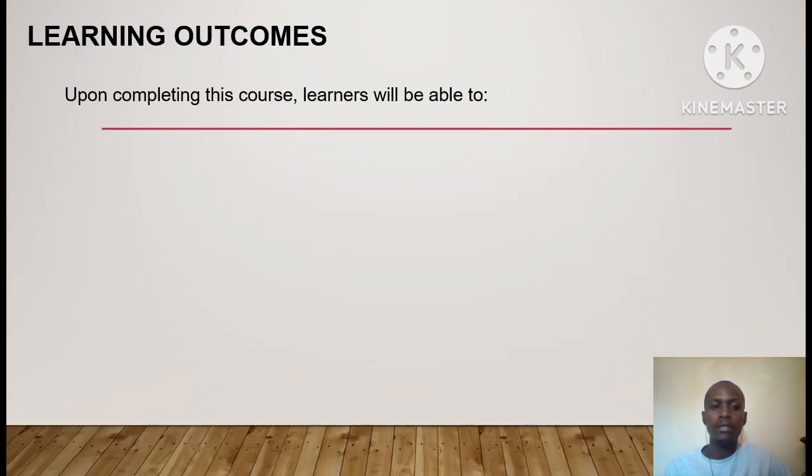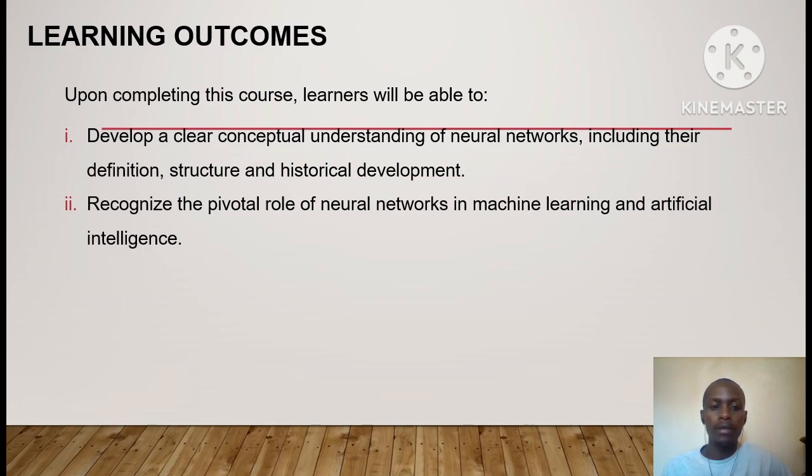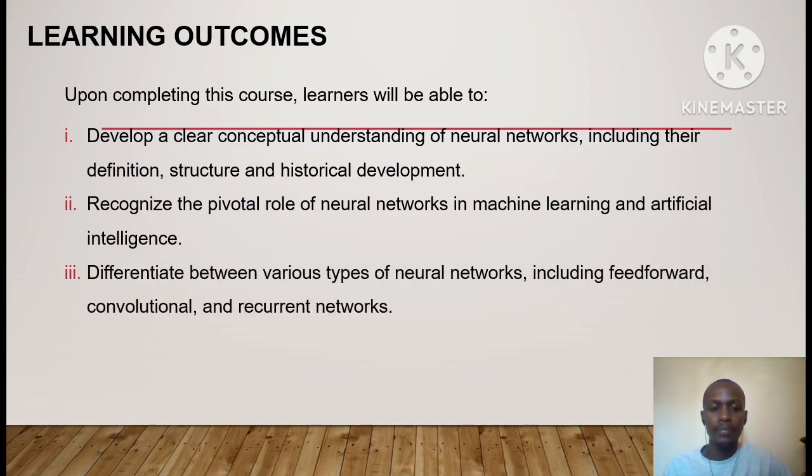So for this particular course, we'll have some learning outcomes. Upon completing this course, learners will be able to, one, develop a clear conceptual understanding of neural networks, including their definition, structure, and historical development. They'll also be able to recognize the pivotal role of neural networks in machine learning and artificial intelligence.